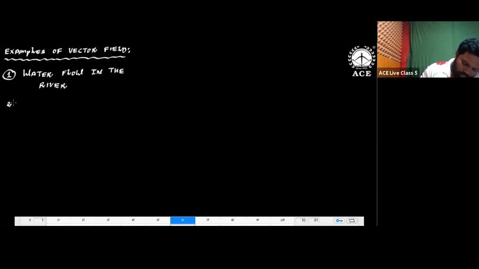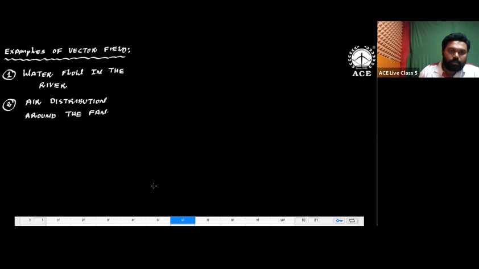Number 2, air distribution around the fan. What is the air distribution around the fan? Suppose I am just below the fan, the air is moving with certain velocity and it is circulating, and if I go away from this one, the velocity decreases. So, air distribution around the fan.